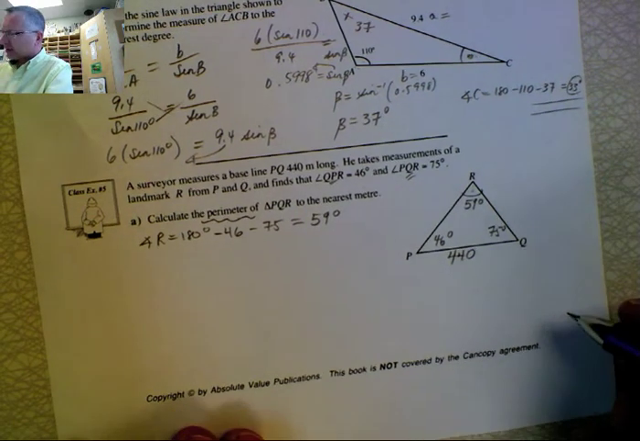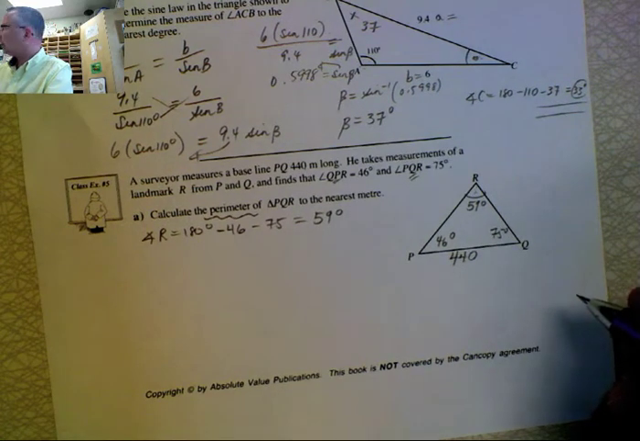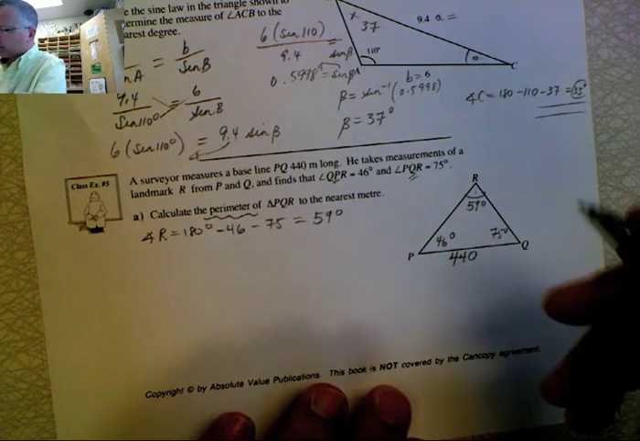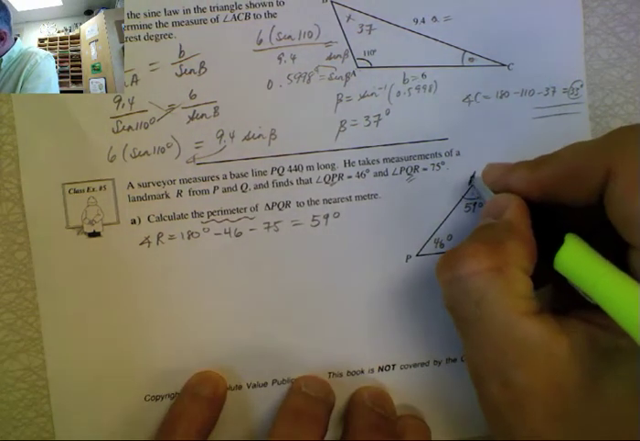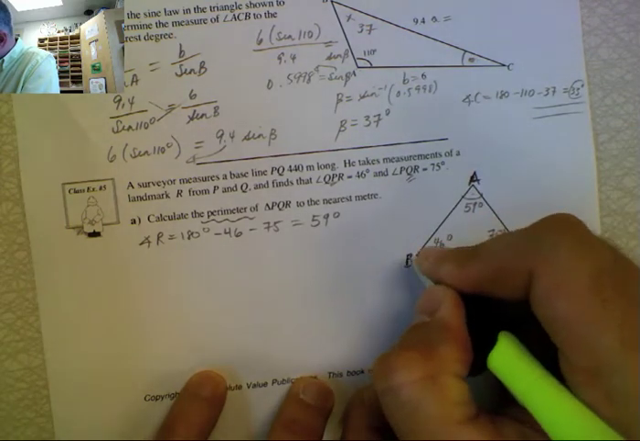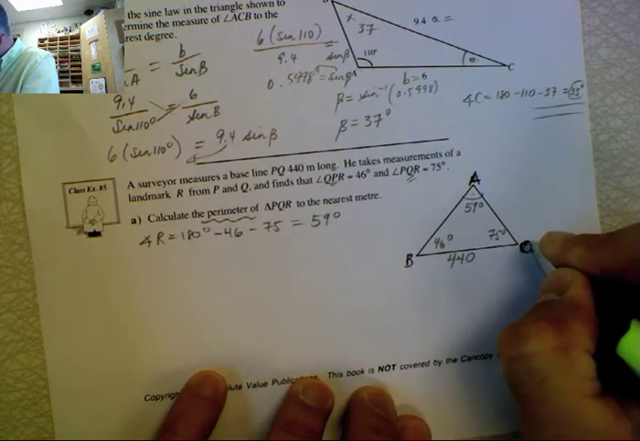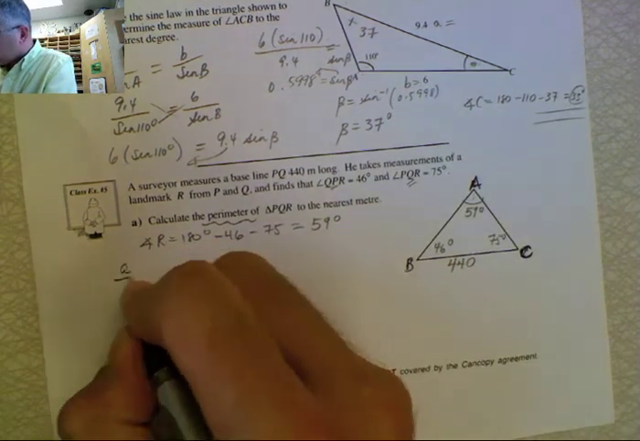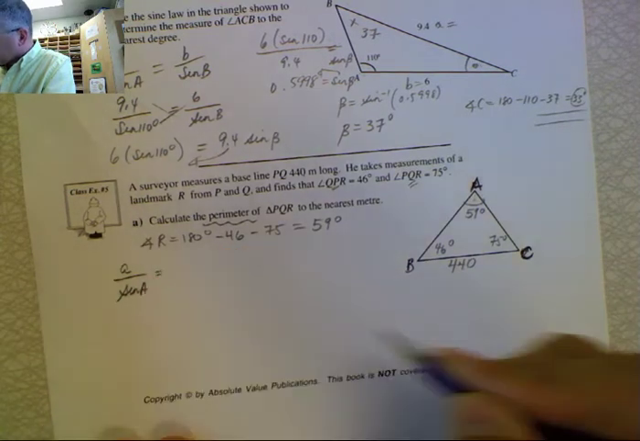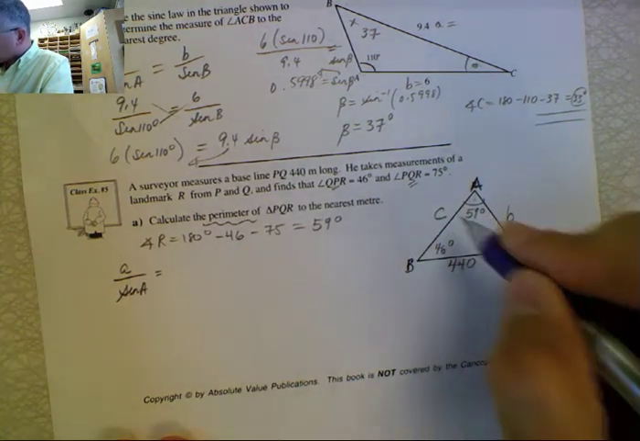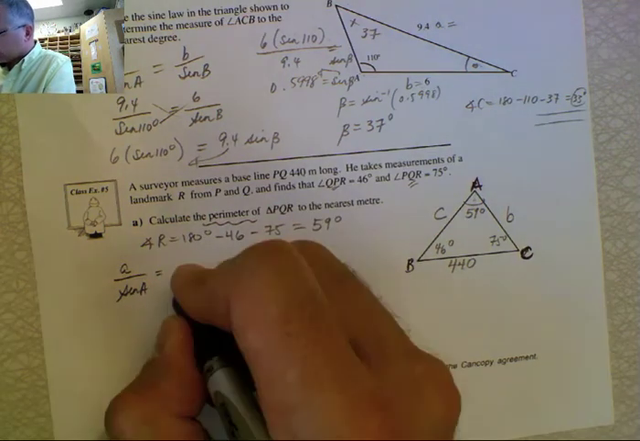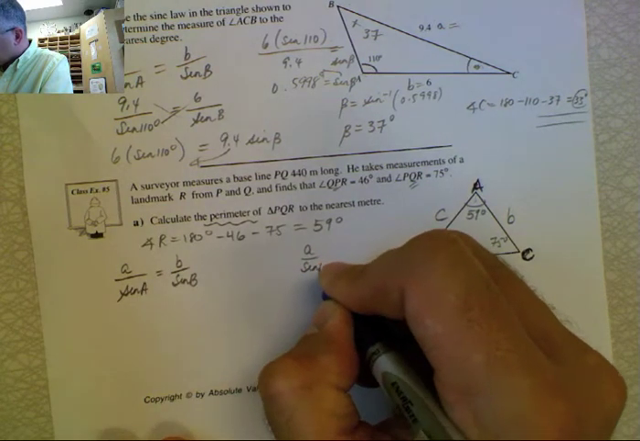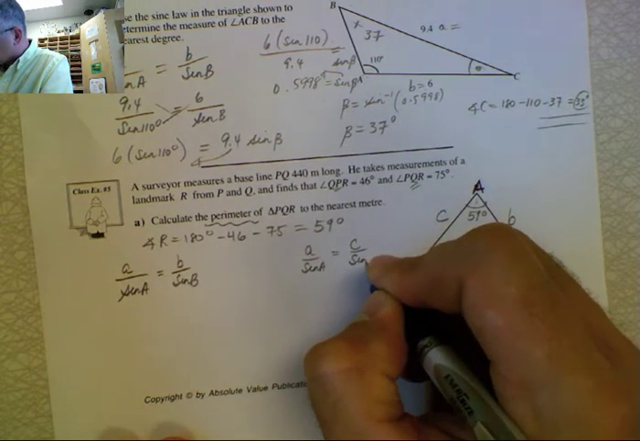So now, lots of you are going to look at this triangle and you're going to go, hey, we don't have A, B, and C. So what I suggest you do to help make the formula easier is go and change these from P, Q, and R to A, B, and C. That's going to make our life simple. We know side A and angle A. We're going to look for side B and we're going to look for side C. So we're going to have to do two calculations. So we're going to do a over sine A equals b over sine B and we're going to do a over sine A equals c over sine C.